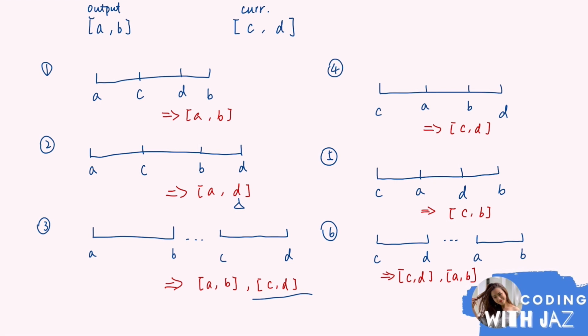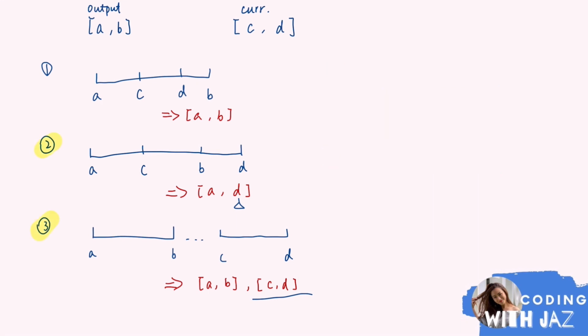And in the second scenario, we are modifying this output interval, where we basically just change the endpoint of the output interval and update it to the endpoint of your current interval. And in the third scenario, since the output interval and the current interval are not overlapping, what we need to do is to add this current interval into our output intervals list. And there you have it. We now can start actually coding this solution out.